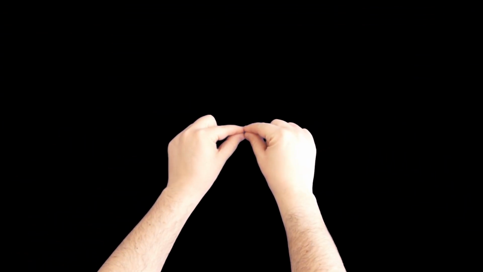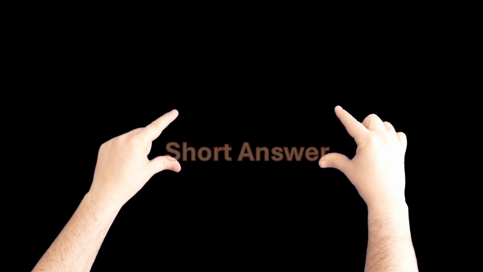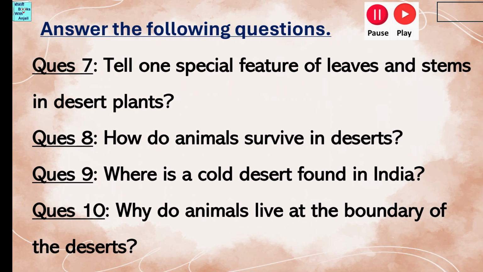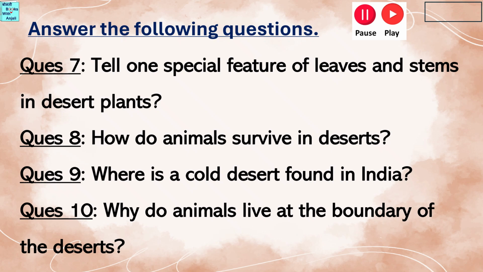Let's give a few short answers and check our understanding. The questions are: tell one special feature of leaves and stems in desert plants. How do animals survive in deserts? Where is a cold desert found in India? Why do animals live at the boundary of the deserts?